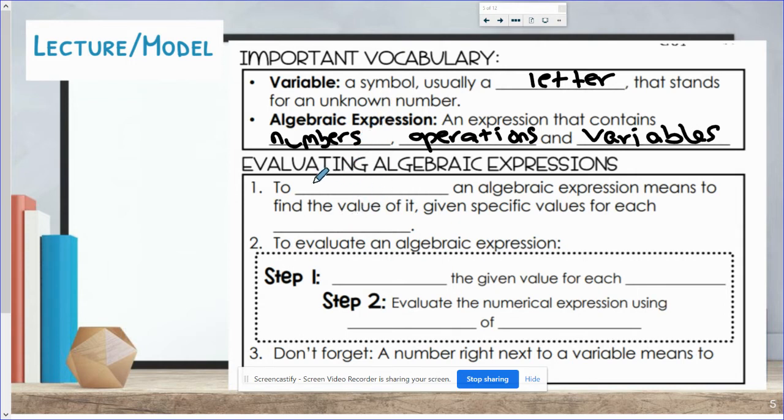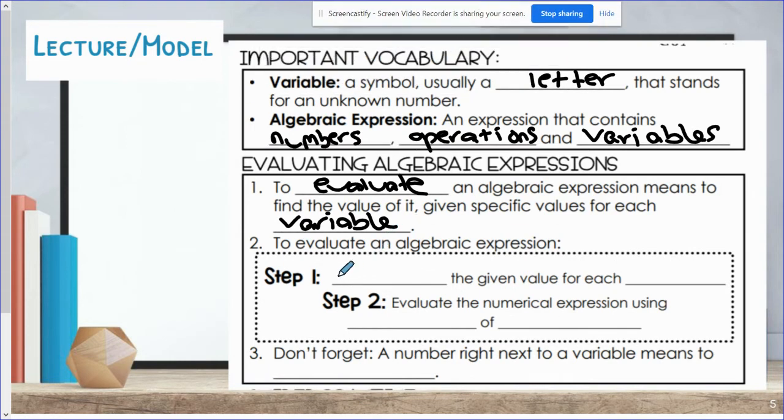All right, to evaluate an algebraic expression means to find the value of it given specific values for each variable. So basically, it's going to tell us, hey, the variable is going to equal this, solve it. So that is what we are going to be looking at.